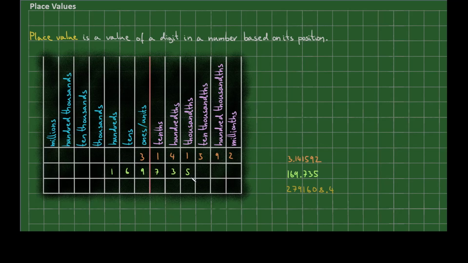When it comes to the yellow number, the 2 is counting the millions, the 7 the hundred thousandths, the 9 10,000ths, the 1 thousandths, the 6 hundredths, the 0 tenths, the 8 ones, and finally the 4 is in the tenths position.